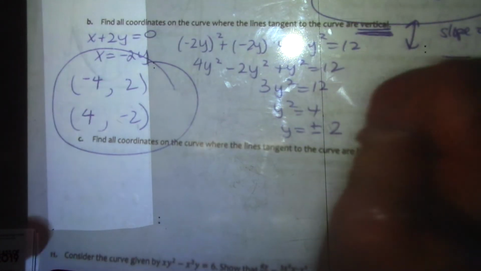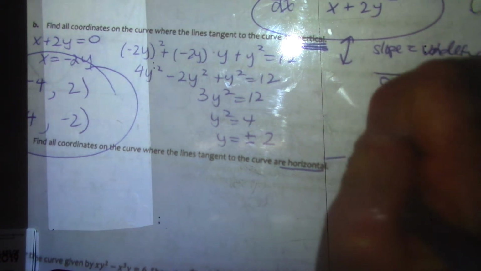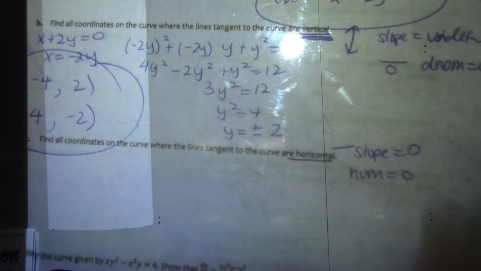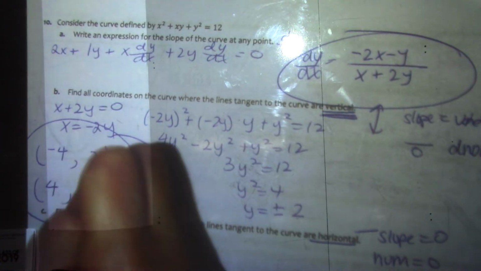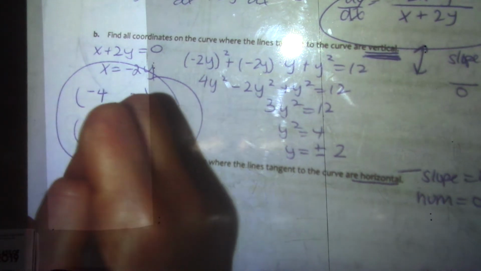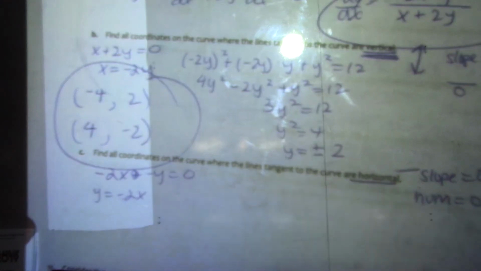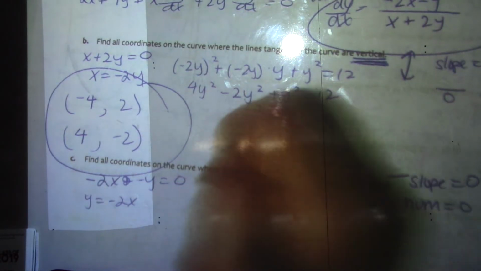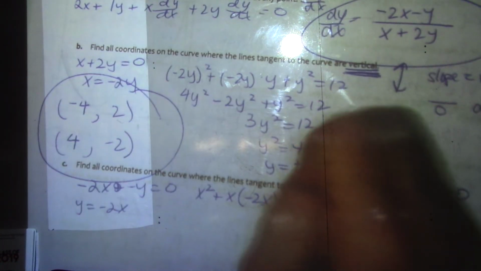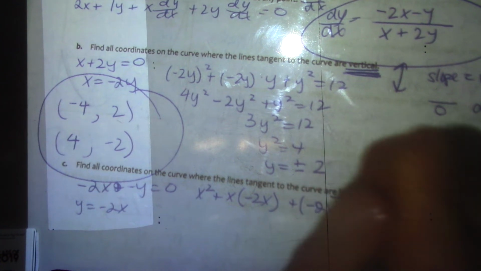Now I want to find where the tangent lines are horizontal, so that means the slope is 0, which just means set the numerator, or the top, equal to 0. So the top, negative 2x minus y, equals 0. Add over, so that means y is equal to negative 2x, so then we're going to plug this in for y. We've got x squared plus x times y, which is negative 2x, plus y squared, which is negative 2x squared, equals 12.